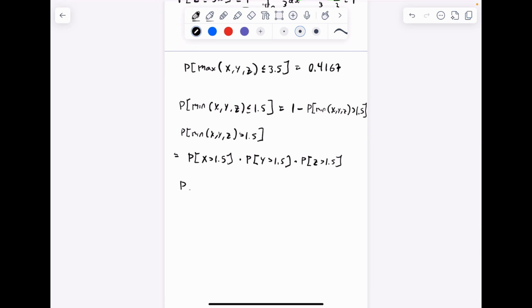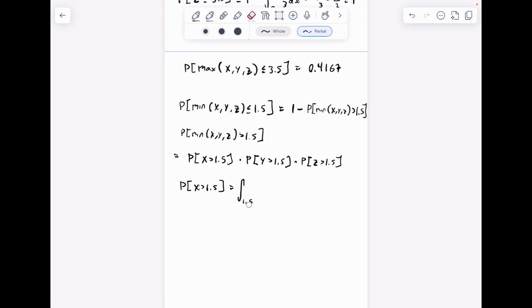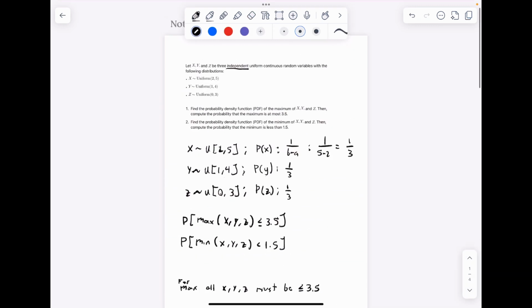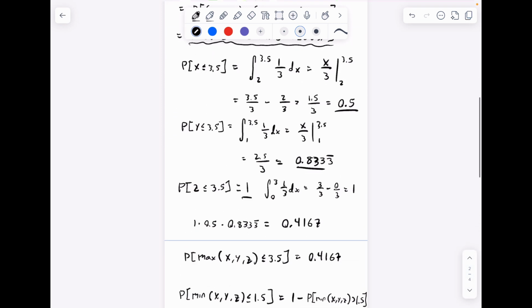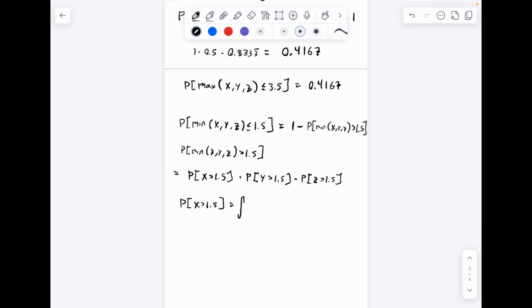Now we need to figure out the probability value for each of these. Again, probability being greater than 1.5, we have the range from 1.5. Well, so for x, because the interval is from 2 to 5, similar to z in the former part where we were looking for the maximum, it's all encompassing. So this would be from 2 to 5 of 1/3 dx, which is equal to 1.